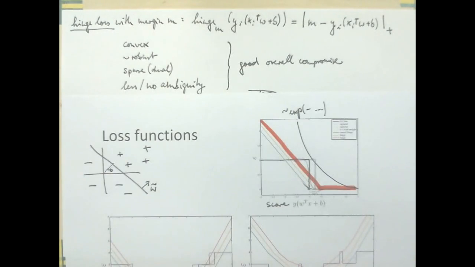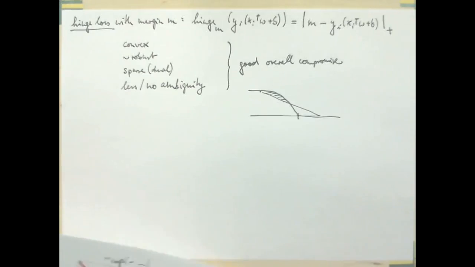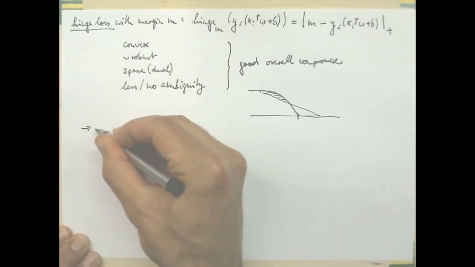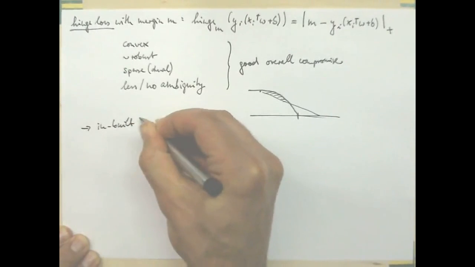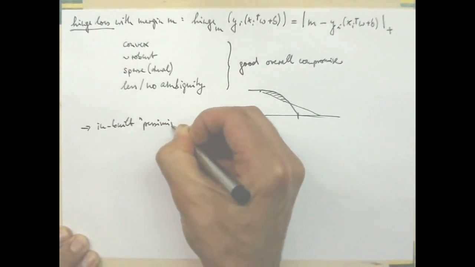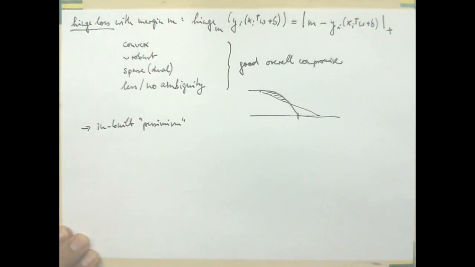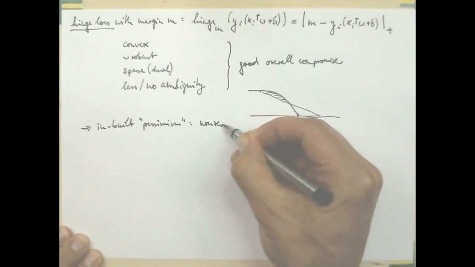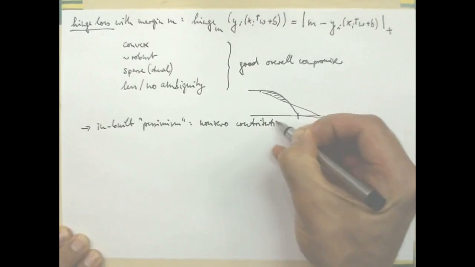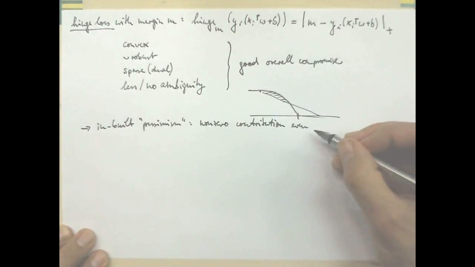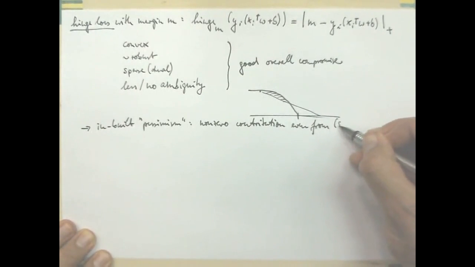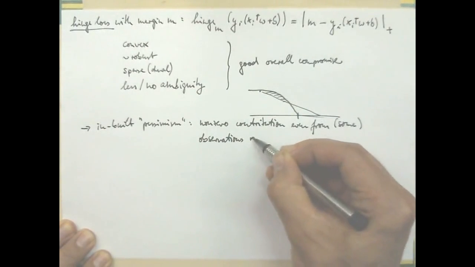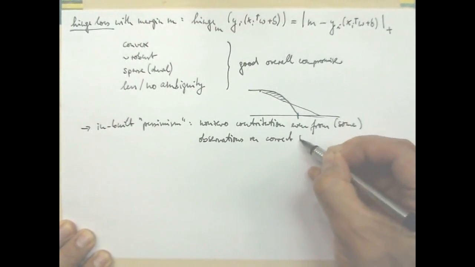And I would like to argue that this gives you some kind of inbuilt pessimism, in the sense that we get a non-zero contribution even from some observations that lie on the correct side of the decision boundary.